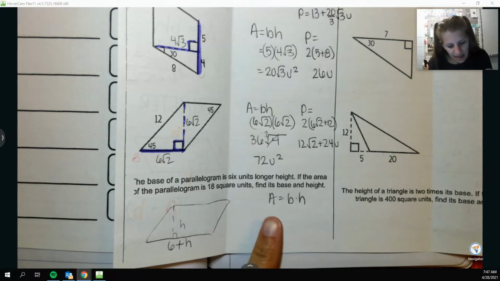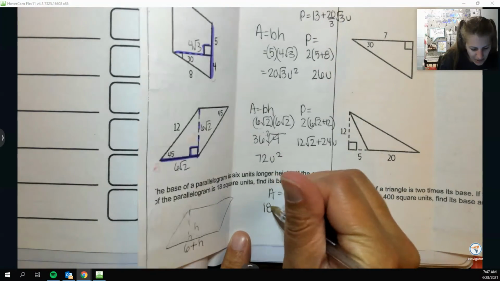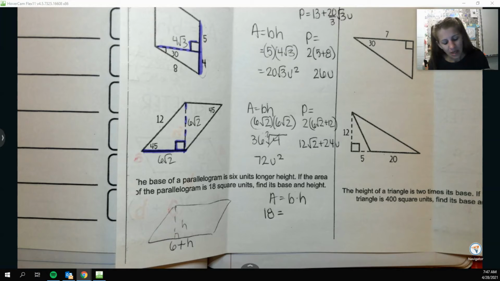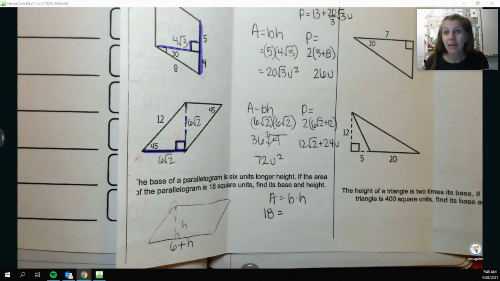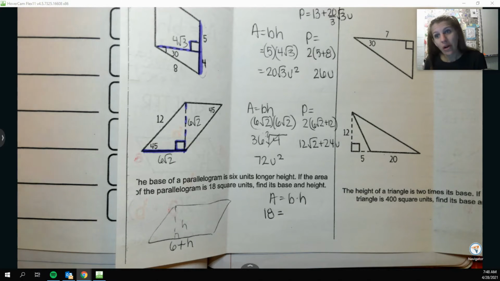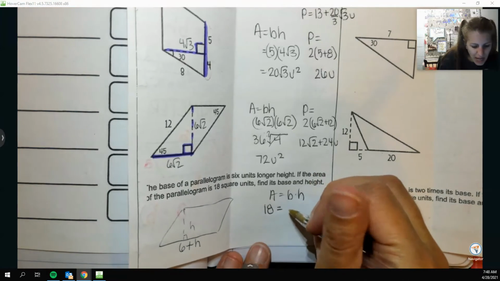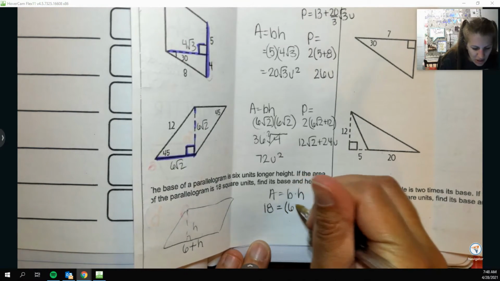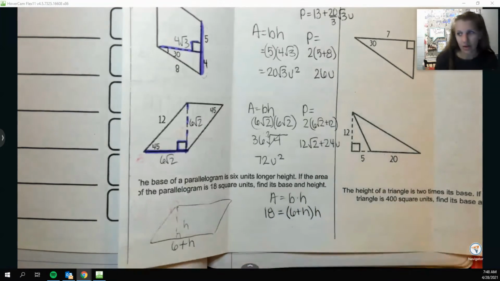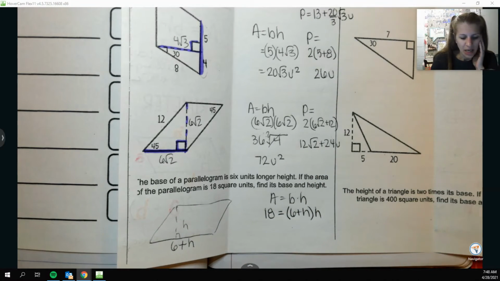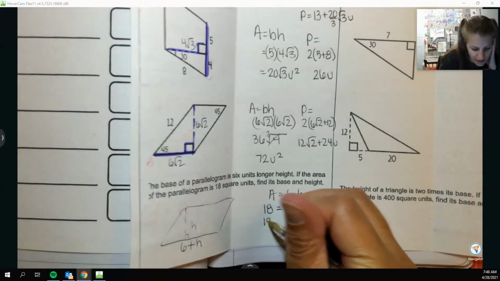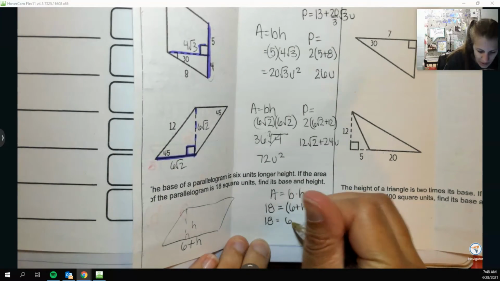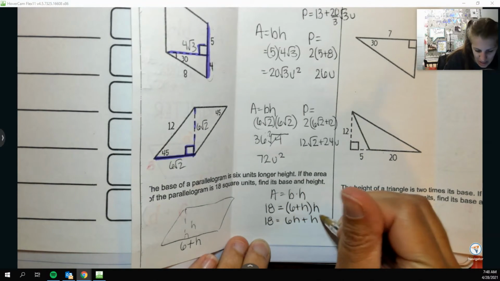Okay, so area equals base times height. They told me that the area is 18, so I can put that in for A. They didn't tell me how much the height was, so I just have to leave height as H. But they did tell me that the base is 6 units longer than the height, so I can express base in terms of height, which is good because then I only have one variable. Okay, so if I want to solve for H, I have to distribute over here, and so if I do that, we're going to get 6H plus H times H, which is H squared.